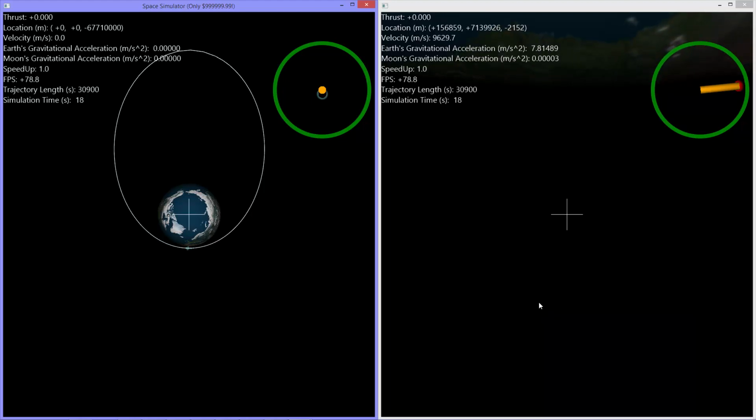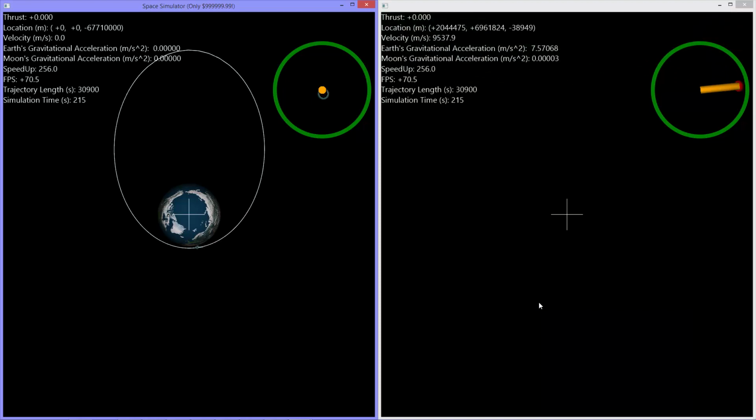Something interesting to note about elliptical orbits is that the farther away you are from the Earth, the slower you go. And the closer you are to the Earth, the faster you go. So that's because as you get closer to the Earth, gravity gets larger, and therefore you travel at a higher velocity.